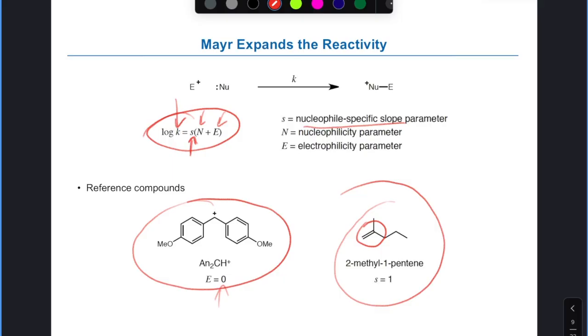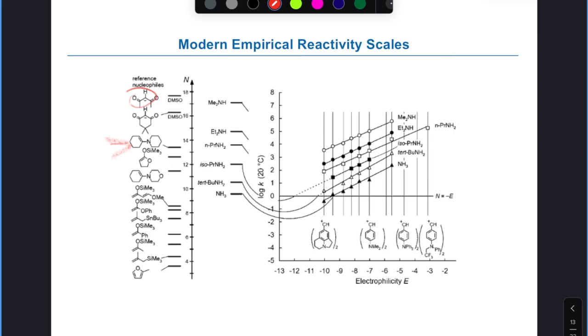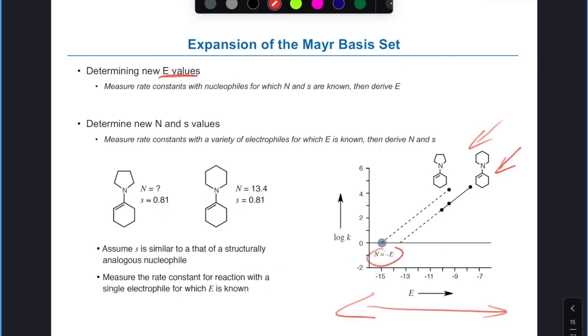So because of that, the first thing I can do on my scale is get to the place where log k equals 0. Remember, this is a ratiometric measurement, k over k. At the point where log k equals 0, your electrophile, or the minus E value, is equal to your N value. So that's just a mathematical extrapolation.